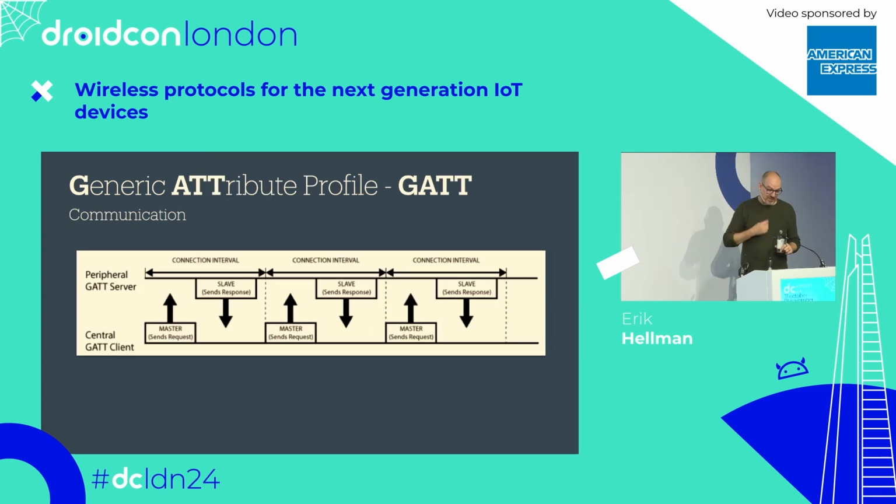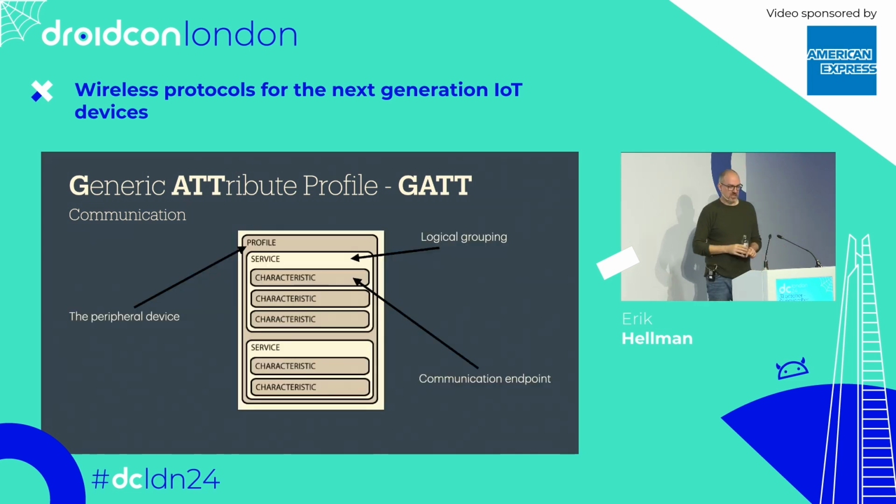GATT is the connection thing, and it's basically a message-based protocol. You send a message and you can receive messages within a connection interval. This picture isn't entirely correct because you can have places where the master just sends a packet and nothing is received. And you can also have places where the peripheral sends data back to you, a notification. But to illustrate it, there is a connection interval and that's how it happens there.